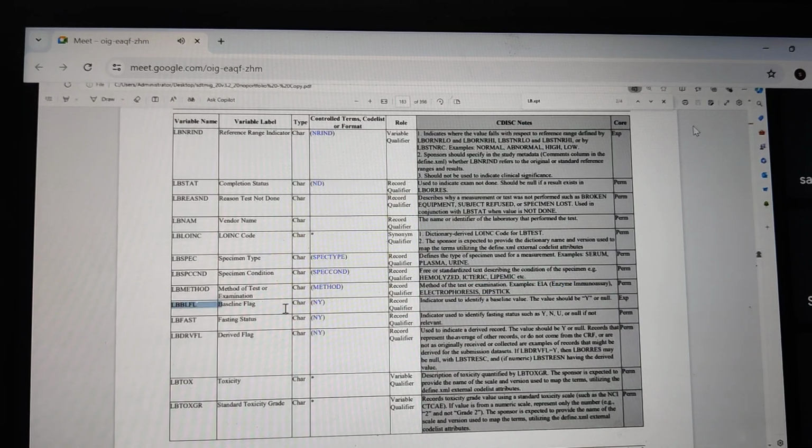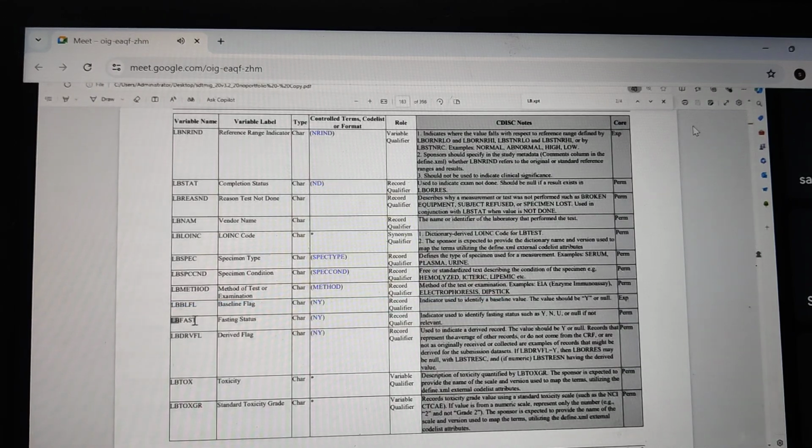And then LBBLFL, already we discussed that in the findings domains, baseline calculation we need to do. Baseline flag is nothing but the latest non-missing value prior to the treatment. So we have to make sure that the value is the latest, prior to the treatment, and a non-missing value.